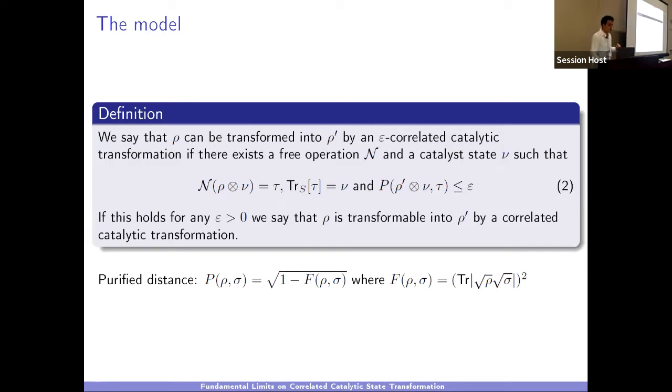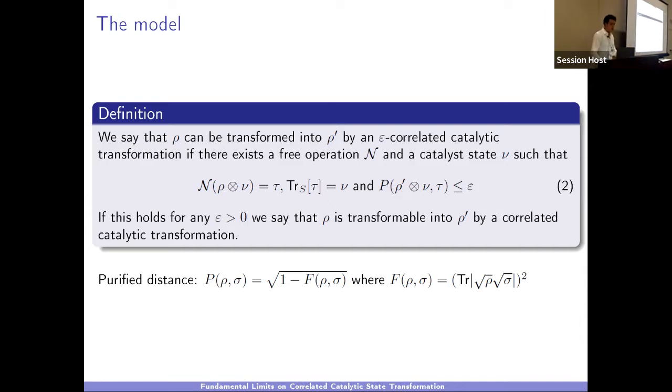Rho can be transformed into rho prime by an epsilon catalytic transformation if there is a free operation and a catalyst state nu, such that rho tensor nu is mapped into tau, and the catalyst is preserved, so the trace over tau is nu, and tau is epsilon close to rho prime tensor nu. So basically there are correlations between rho prime and nu. It's not really a product state.